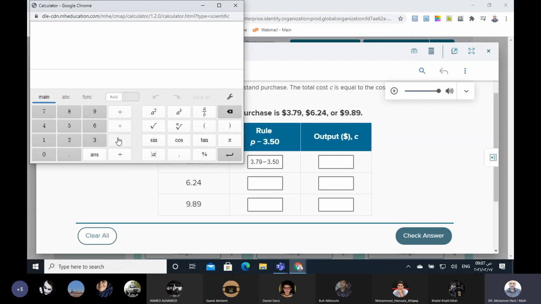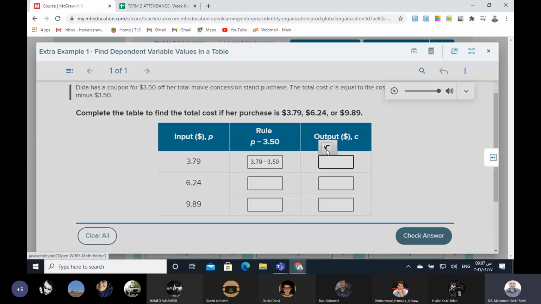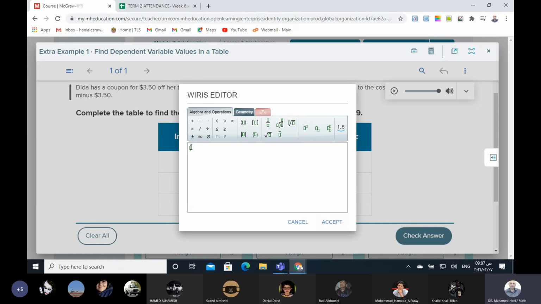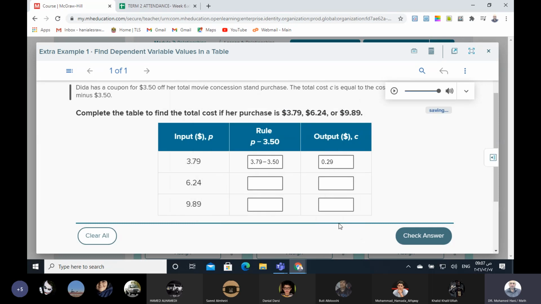We have here 3.79 minus 3.50. The answer will be 0.29. Also here, we have the new input, the second input, 6.24. Use the rule, the relationship. Take the b, put the b as 6.24.